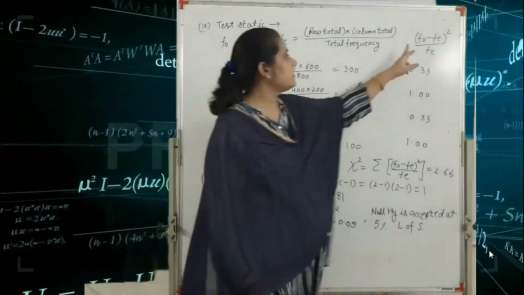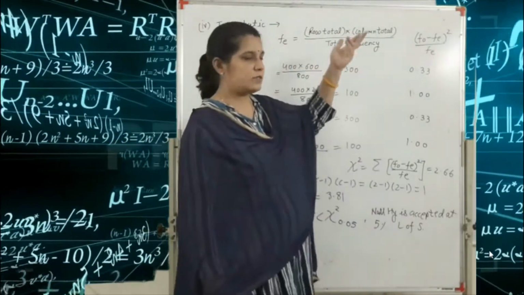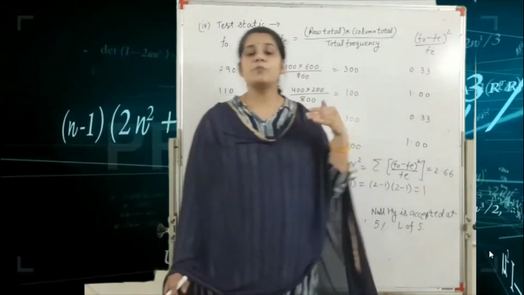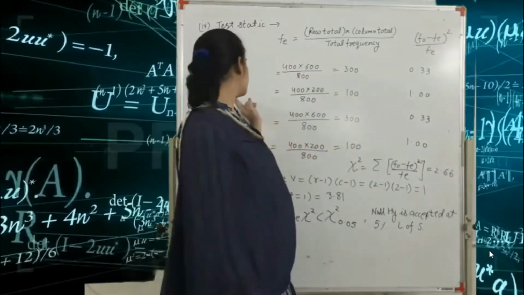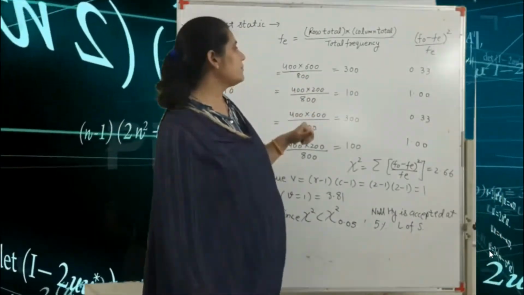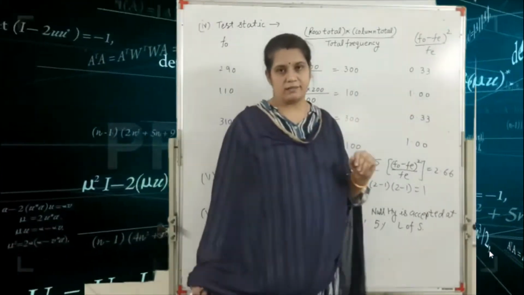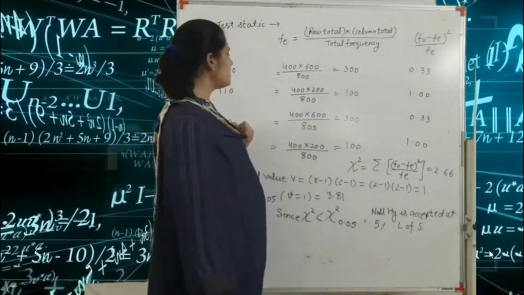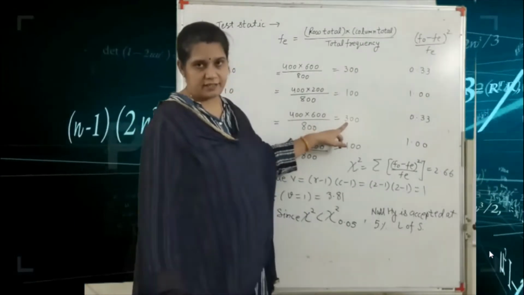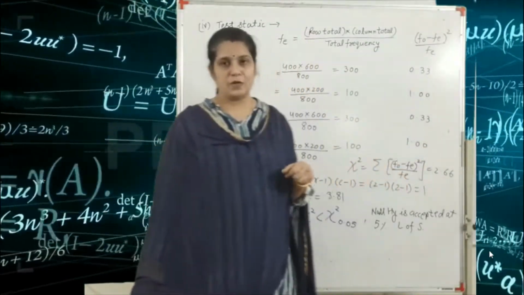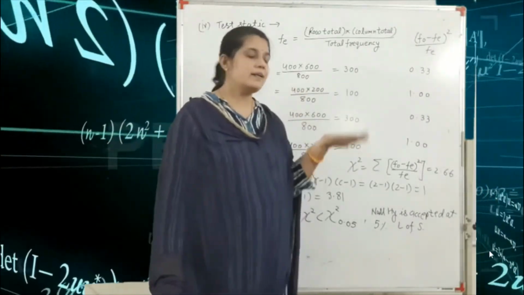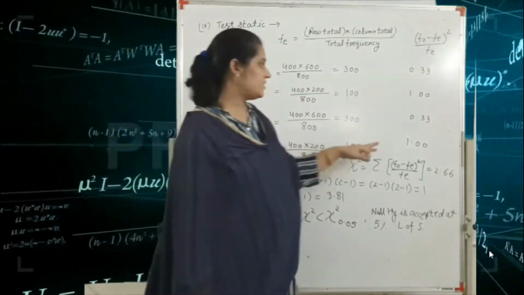That means 290 minus 300 whole square divided by FE, that is 300. So we get 0.33. Next one is 110 minus 100 whole square divided by 100. So we get 1. Next one is 310 minus 300 whole square divided by 300. So we get 0.33. And the last one is 90 minus 100 whole square divided by 100. So we get the value 1.